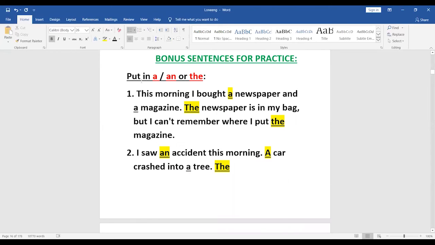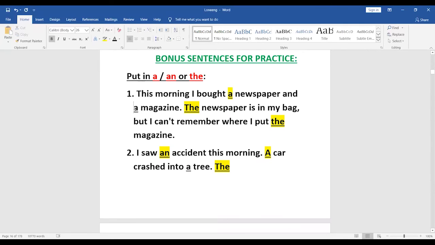You need to put a and or the, any one of the articles. You have to put a and the. Now, this morning I bought a newspaper. Why? It's being general. And newspaper, the first letter, the first alphabet, is a consonant, and so it's a newspaper. And a magazine, again, magazine, first alphabet is a consonant, so a magazine.